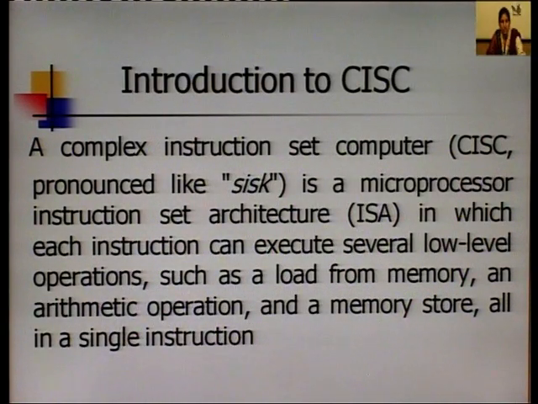Now we will study CISC, that is complex instruction set computers, as compared to reduced instruction set computers. A complex instruction set computer, pronounced CISC, is a microprocessor instruction set architecture in which each instruction can execute several low-level operations, such as a load from memory, arithmetic operations, and a memory store, all in a single instruction. It means all the operations that are performed in the computer are performed in a single instruction: taking input, processing data, storing it and producing information as output.